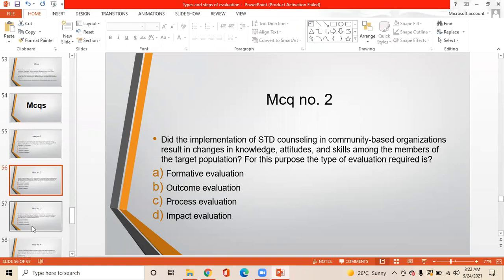B, outcome. Yes, B is the right answer, outcome evaluation, because this type of question is asked in outcome evaluation. In impact evaluation, we check the overall result, overall outcome or ultimate goal.